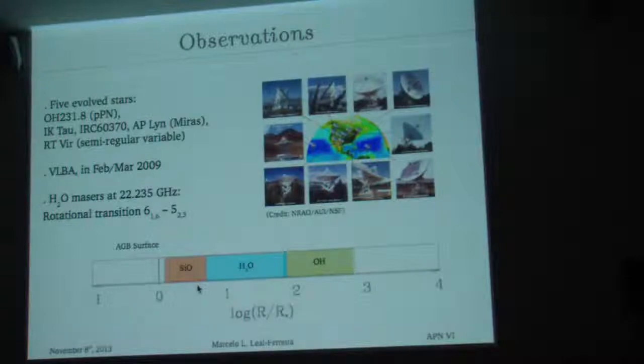So in this project, we selected 5 sources: 1 pre-PN and 4 AGB stars. And we used the VLBA to observe water masers. Here I'm going to remind something that Daniel said on Monday, that the different species of masers are observed at different distances to the star. So if here is the AGB surface, and here is the distance, the SiO masers are near the star, the water masers at intermediate distance, and the OH masers further away. So everything that I'm going to say here is in the water maser region. And this is a few tens of AU.